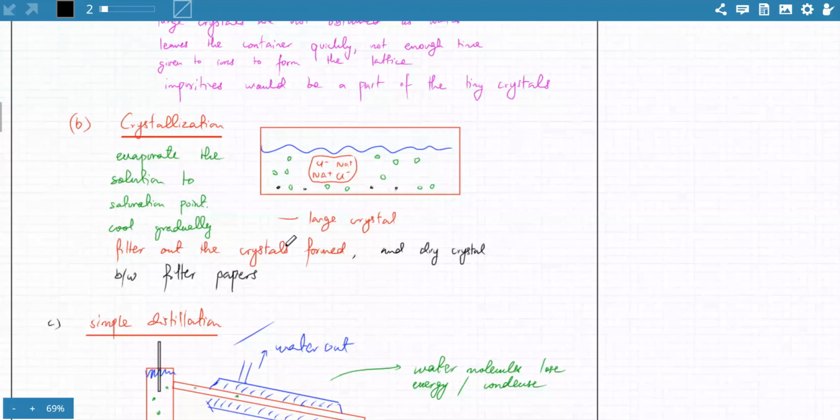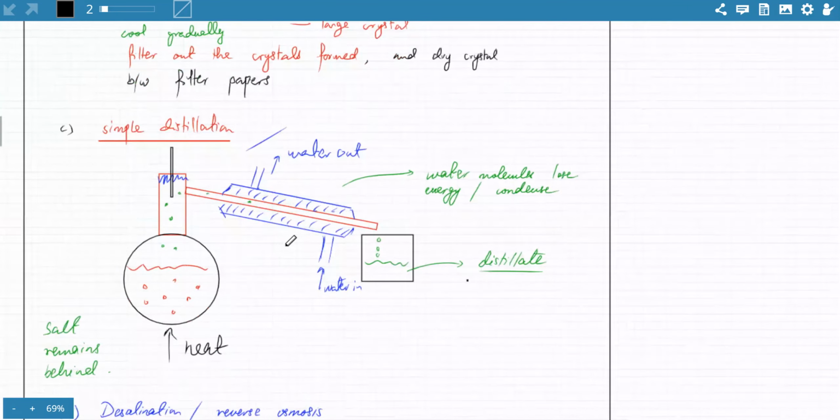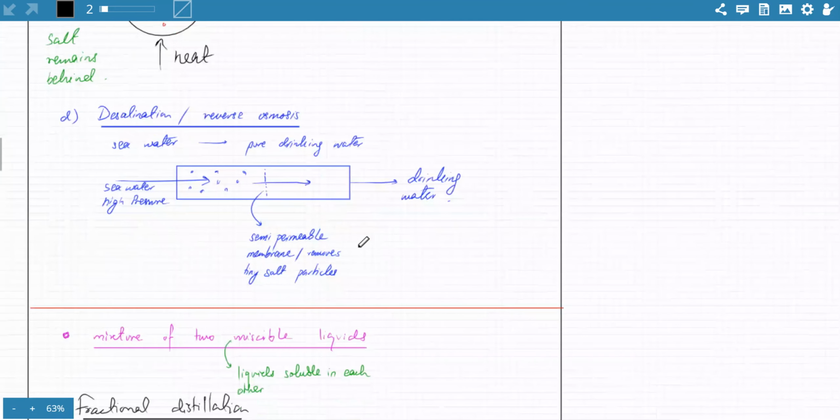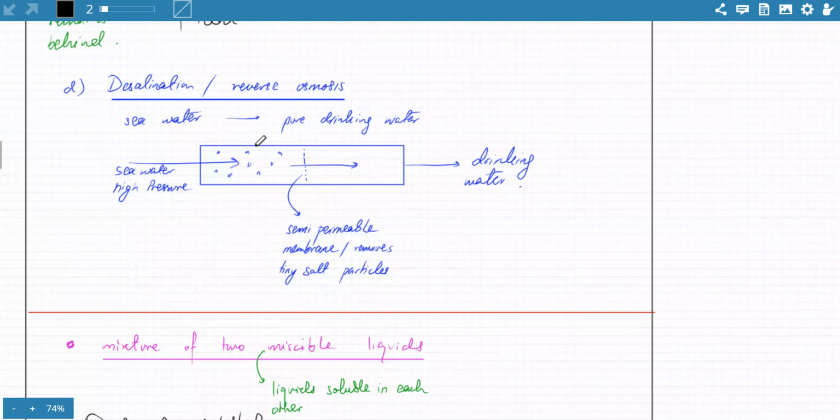Is this clear, Mahad? The next one is, if you don't want the solid, you want the water instead, you're going to use simple distillation. You boil the water, or whatever the solvent is, and it gets collected at the other end. And then there's another process called desalination or reverse osmosis. This is used industrially, especially when turning seawater into pure water. There's a semi-permeable membrane, and at high pressure you pass seawater with salt in it. The salt particles get stuck in the membrane and are not able to pass through, and the water on the other side is pure water with fewer salt particles.